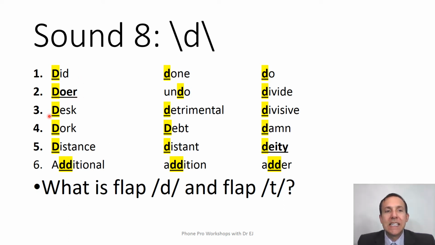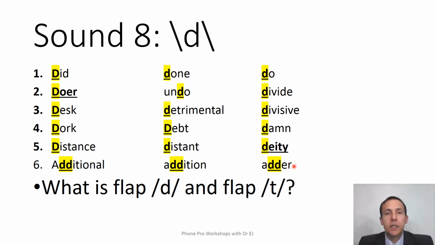Examples of words containing sound d are did, doer, desk, door, distance, additional, done, undo, detrimental, debt, distant, addition, do, divide, divisive, dam, deity, adder.